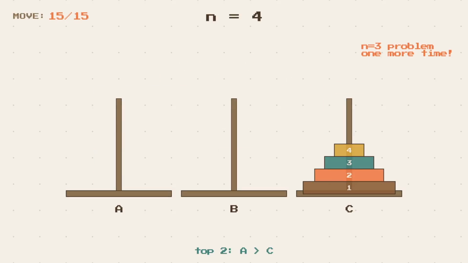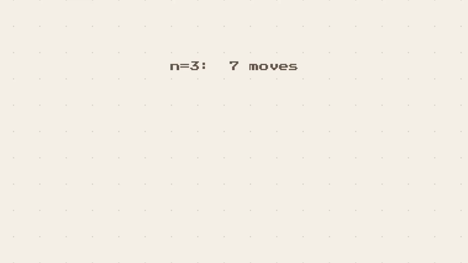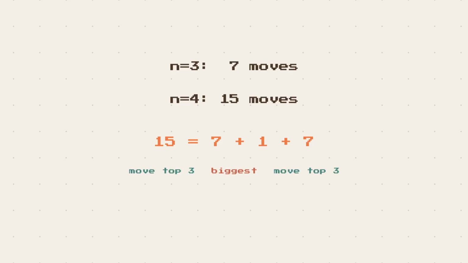And we are done. So that's 15 moves in total, which is pretty much 2 to the power of 4 minus 1. So for 3 disks, we took 7 moves, and for 4 disks, we needed 15 moves. So 15 equals 7 plus 1 plus 7. Move the top 3, move the biggest, move the top 3 again. So T(n) equals 2 multiplied by T(n minus 1) plus 1.